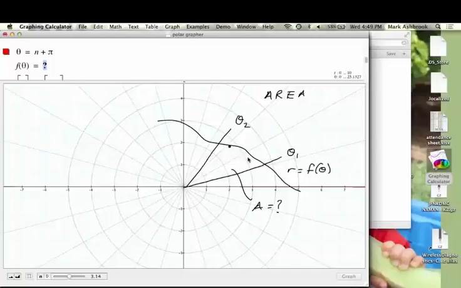And so we've got this changing radius according to theta. So in general, what is that area going to be? Just our general strategy. Area is going to be what?